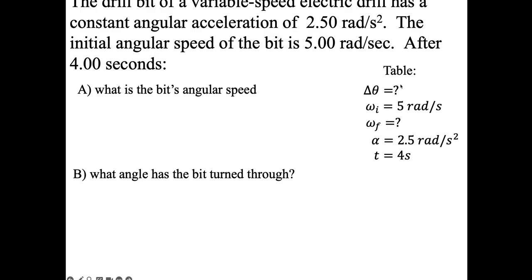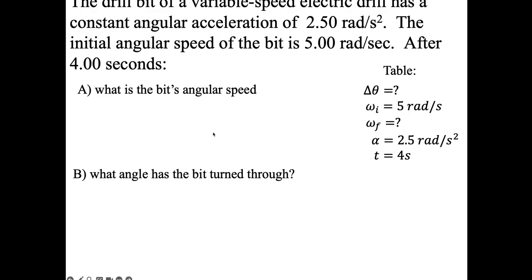From the problem, I don't know what angle it turns through. It tells me the initial angular velocity, but I don't know the final angular speed. That's the other thing I'm looking for. It gives me alpha, 2.5 radians per second squared, and I'm looking at this after 4 seconds. So I fill the table out.